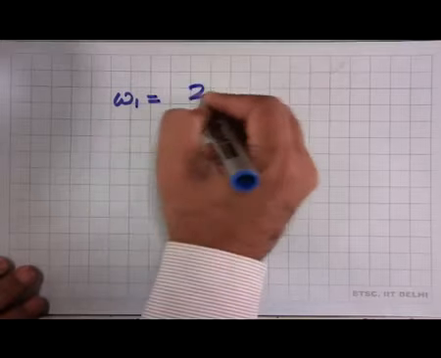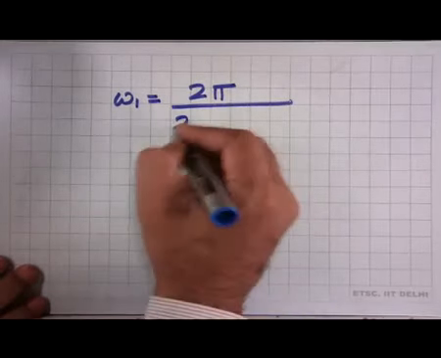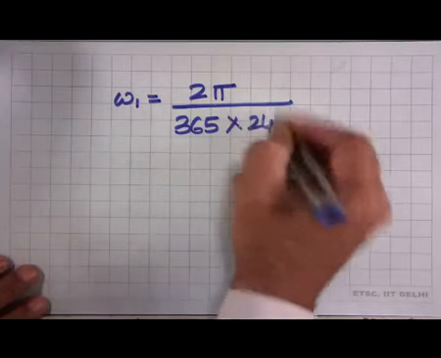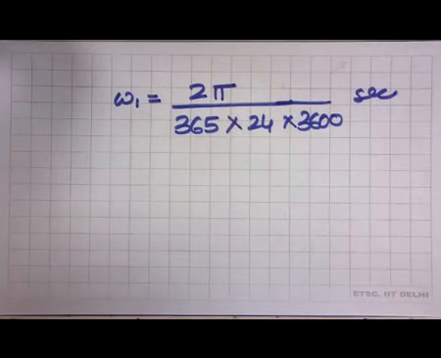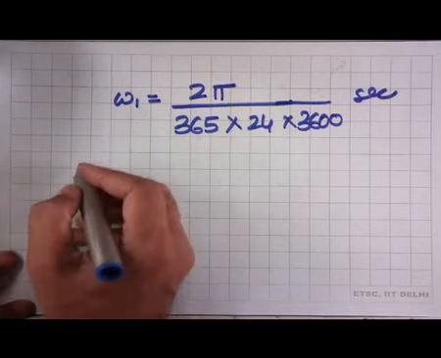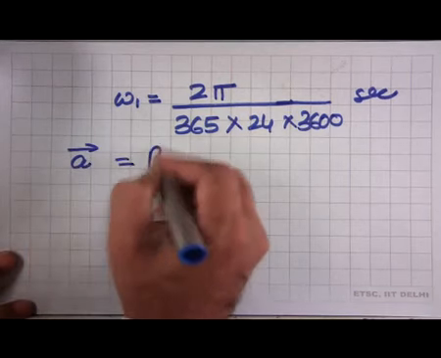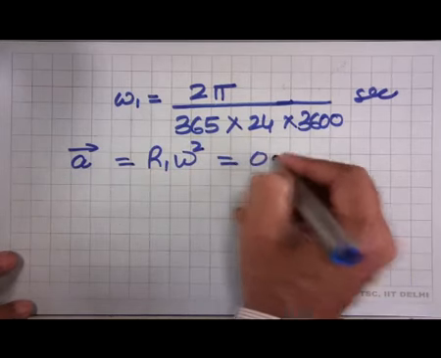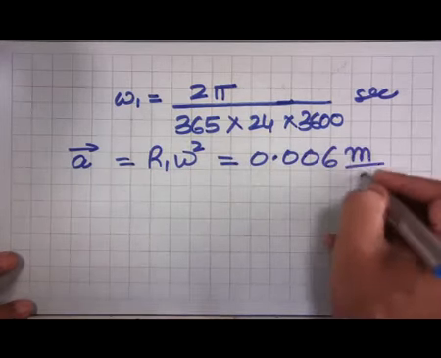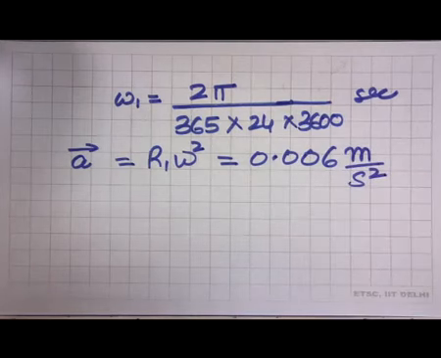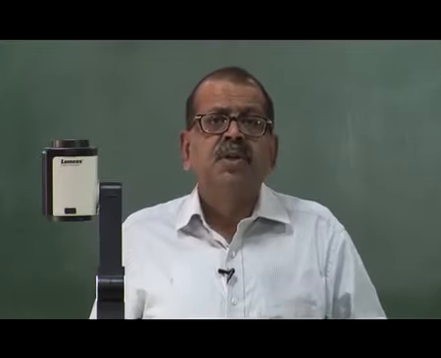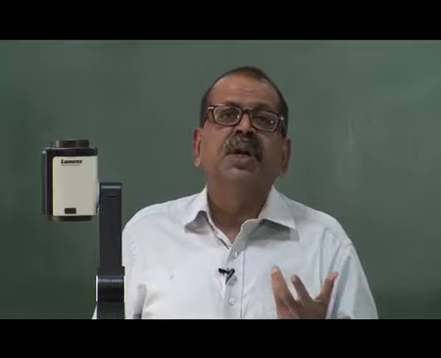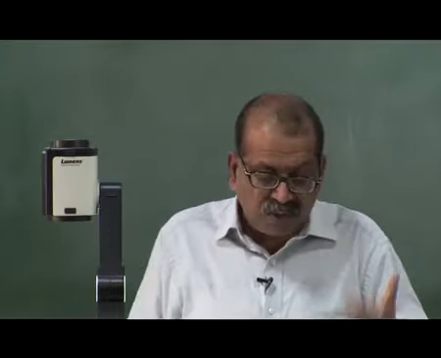So, let me write this clearly, omega 1 will turn out to be 1 rotation in 365 days, very small omega, but still it exists. If it cannot be ignored, then it turns out that the acceleration of this frame, which is equal to r1 omega square, is 0.006 meters per second square. So, theoretically speaking, even a frame connected to the center of the earth and rotating with the earth is not an inertial frame, because the earth itself is revolving around the sun.